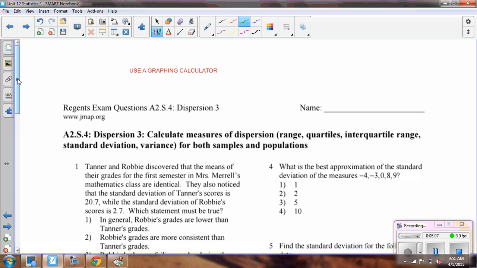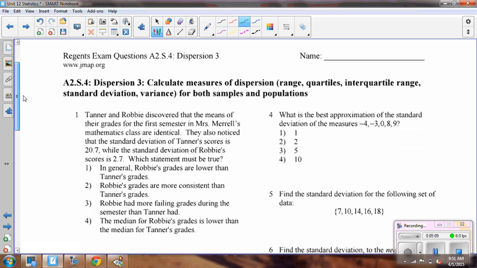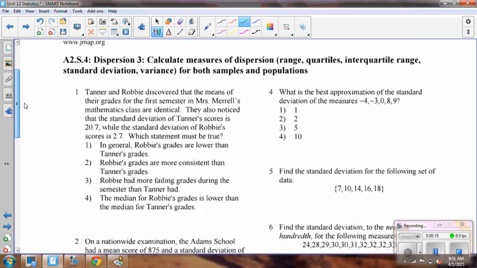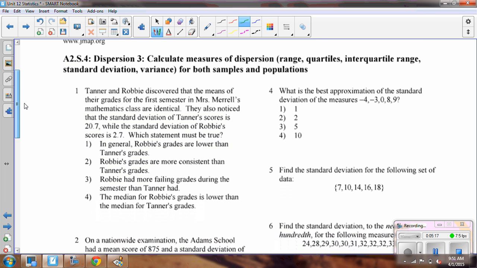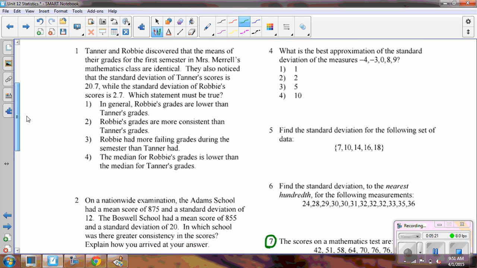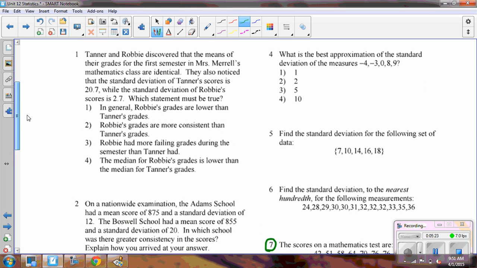Moving to dispersion 3, there is no dispersion 2 in your packet. There is no dispersion 2 that exists at all, in fact. If we look at this, again, we're calculating measures of dispersion for both samples and population. So if we look at these questions, there's a couple of general questions about these that you can answer yourself.